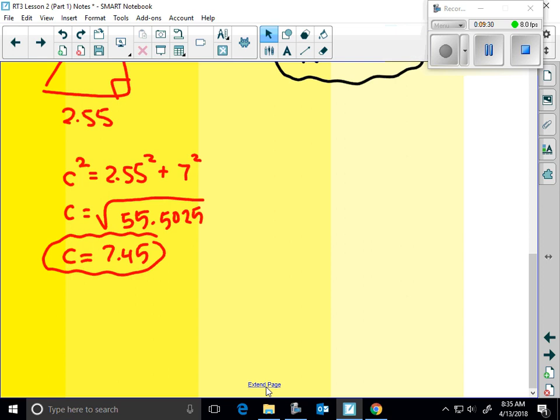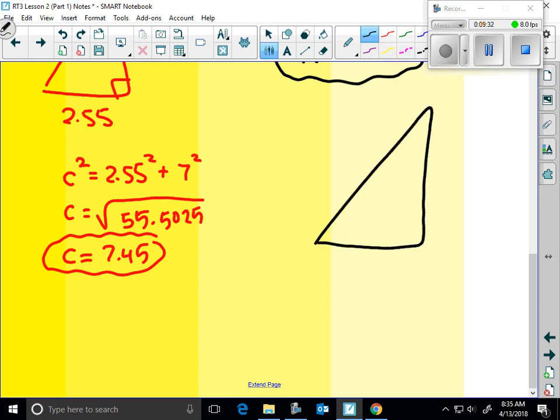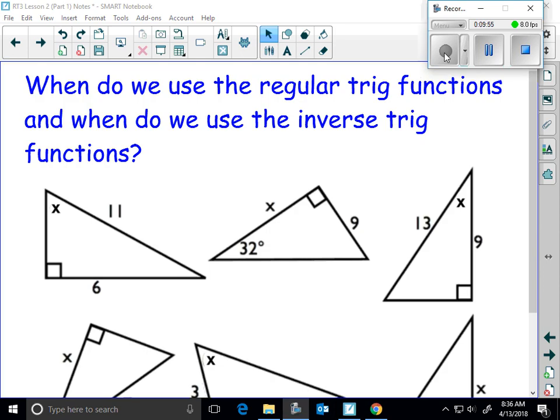So what does it mean to solve a triangle? This is what it means. I started with this. All I knew was that was 7. I used right triangle trig to help me see that this was 20 degrees, this was 70 degrees, this was 2.55, and this was 7.45. That makes sense with my hypotenuse since it's greater than both of those two lengths. Okay, so what was the difference between inverse sine and regular sine?